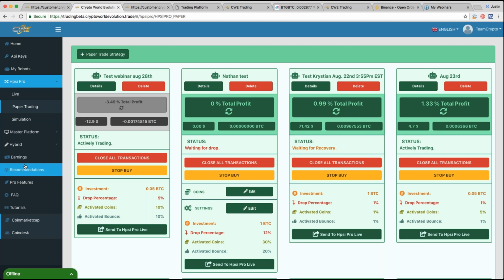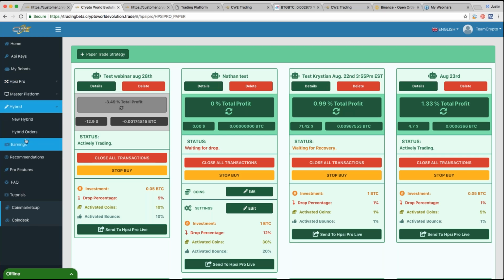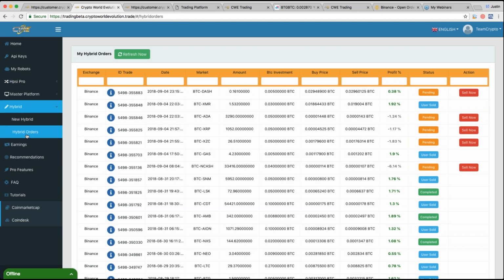All right, let's go to the hybrid quick and see what they're doing. And then we're going to end this call, guys. I appreciate your time. Look at this. We got 0.38. We got Dash here in green, and the others are just still hovering around right now.